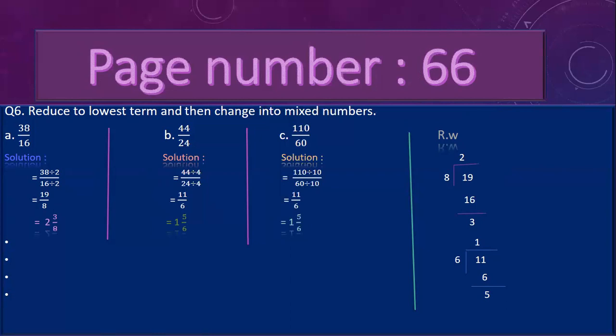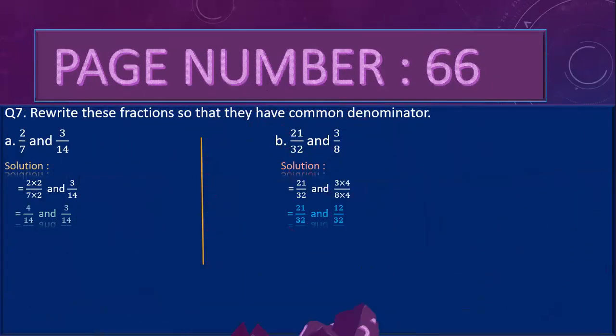Question number 7. Rewrite these fractions so that they have the common denominator. Common denominator means both the fractions have the same number in the denominator. 2 over 7 and 3 over 14. It means that according to the statement of the question, both denominators will be 14.